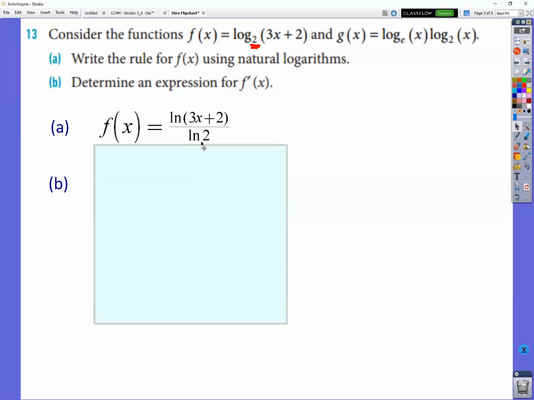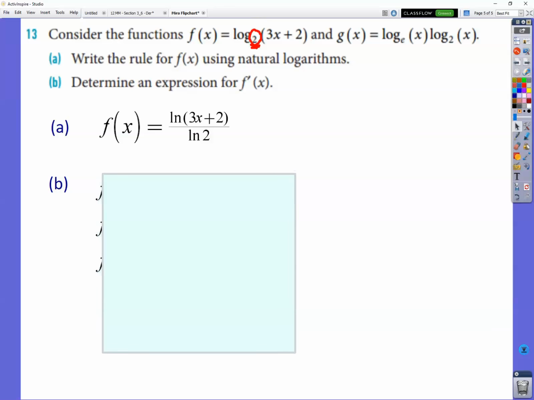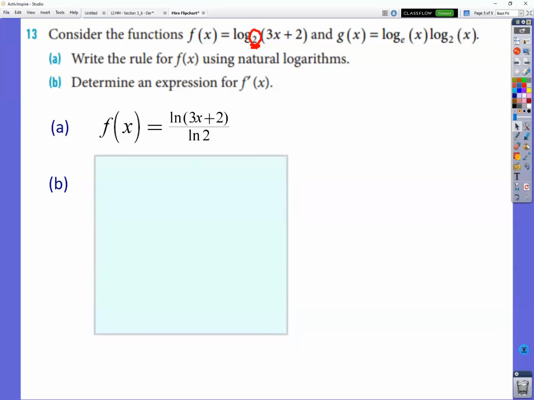So whenever your base is not e, that's the first thing you have to do, rewrite the log expression to base e. Now, once again, that natural log of 2 is just a number. Write the rule for f of x. That's all we had to do for that one. That's the answer. It didn't ask us yet to find the derivative. It just said rewrite it using natural logarithms. So stop there.